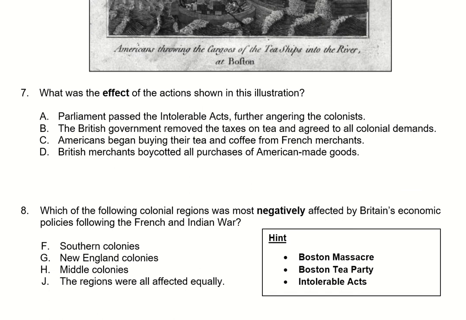Number 8. Which of the following colonial regions was most negatively affected by Britain's economic policies following the French and Indian War? F. Southern colonies. G. New England colonies. H. Middle colonies. J. The regions were all affected equally. Hint: Boston Massacre, Boston Tea Party, Intolerable Acts. Pause to choose your answer.